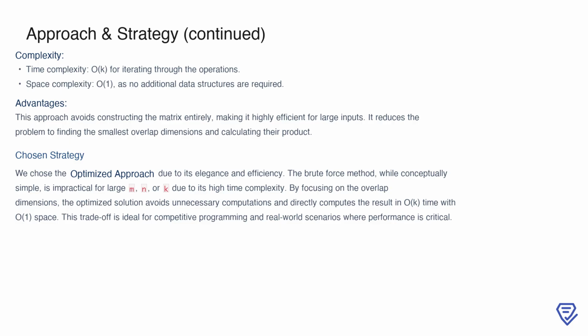The complexity of the optimized approach further highlights its advantages. The time complexity is O(k), as we only iterate through the list of operations. The space complexity is reduced to O(1), since we don't construct or store the entire matrix, we only maintain two variables, min_A and min_B. These improvements make the method highly efficient for large inputs. By focusing solely on the overlap dimensions, we avoid redundant computations and achieve a direct solution. This is why the optimized approach is the preferred strategy.